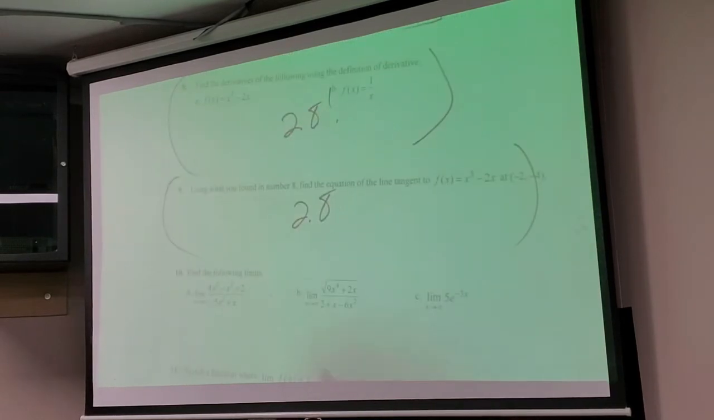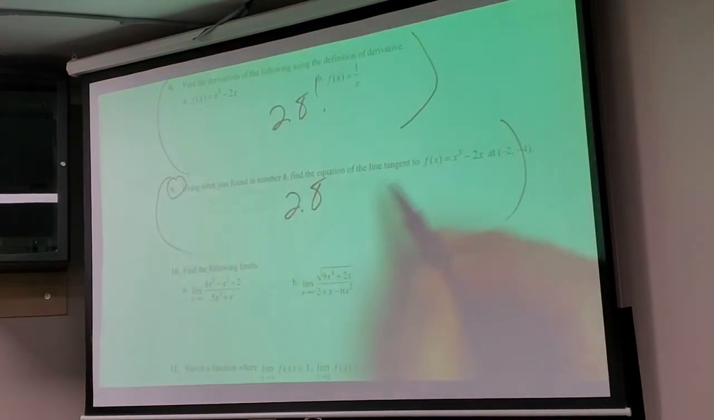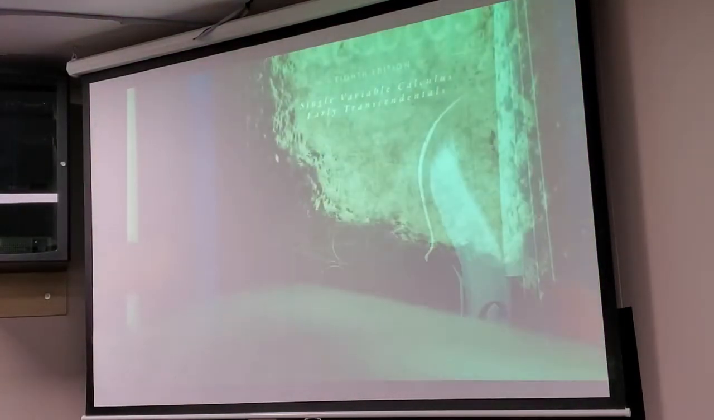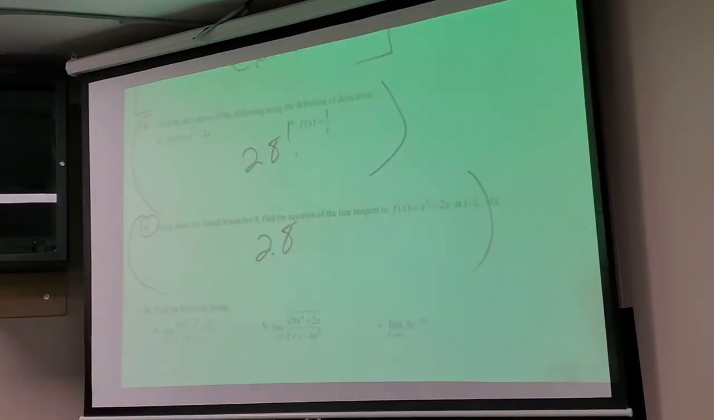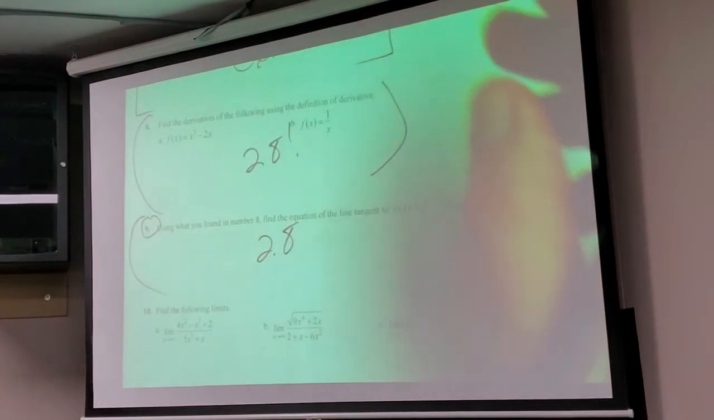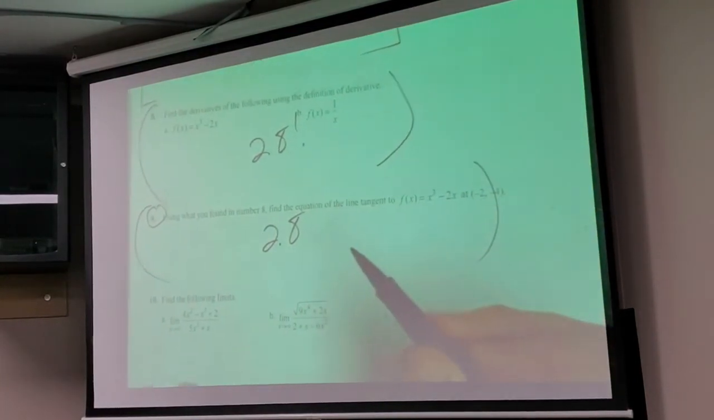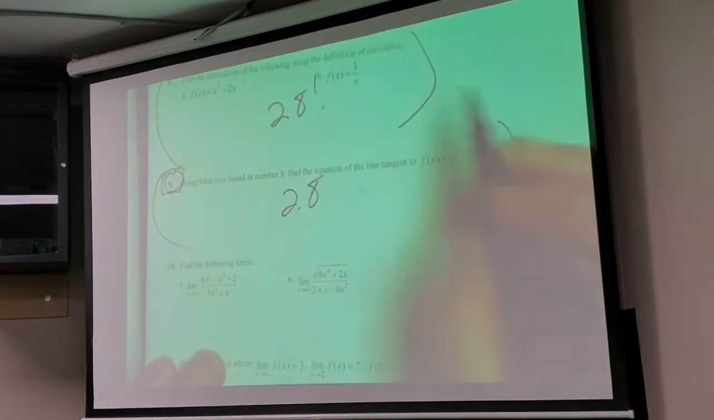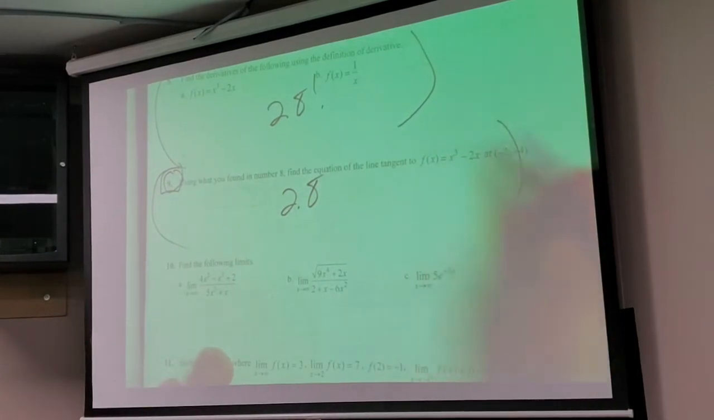Now, to be really, really honest, you could do number 9 using 2.7 stuff, right? So there will be questions like the ones we just did a minute ago, figuring out the slope of a function at a point and then getting the equation of the tangent line. Are you guys with me? So I could give you number 9, but more specific.